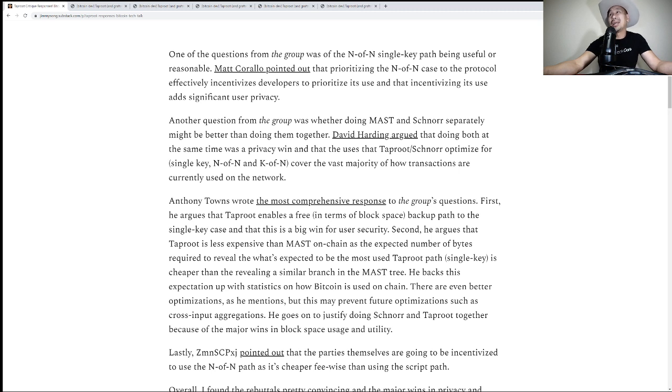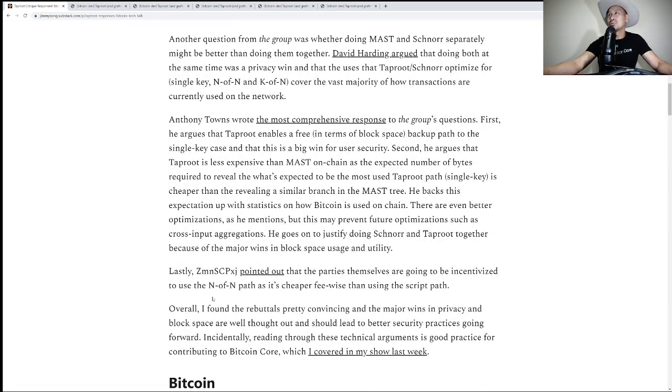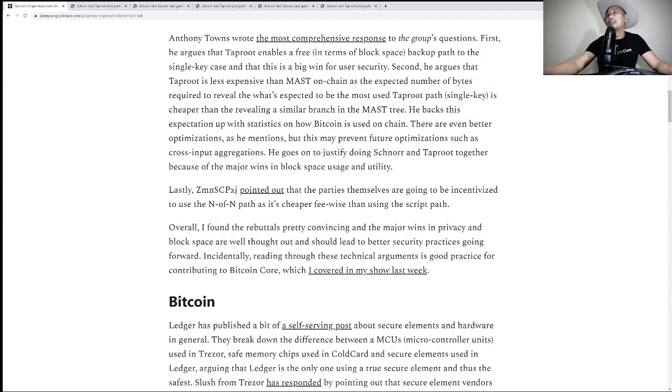So, why wouldn't you? It's a big privacy win if you combine both of them, and you get N of N for free if you add Schnorr. So that was his argument, essentially. Anthony Towns wrote a very comprehensive response, which I'll do a long read of in a bit.